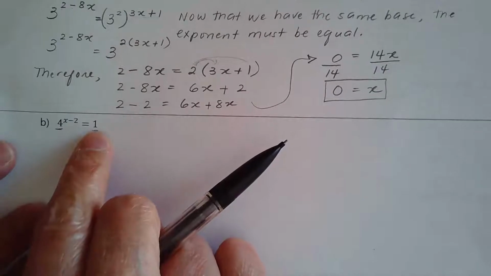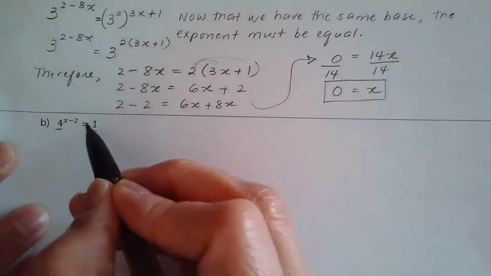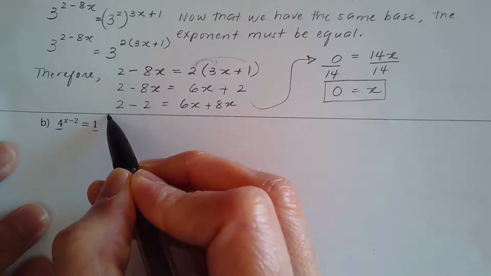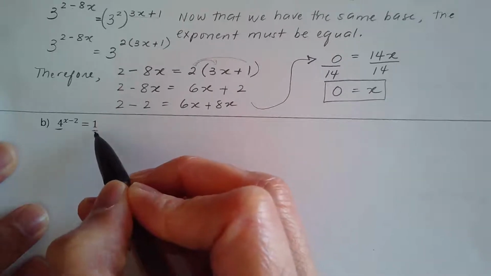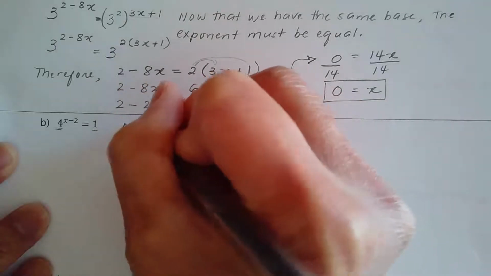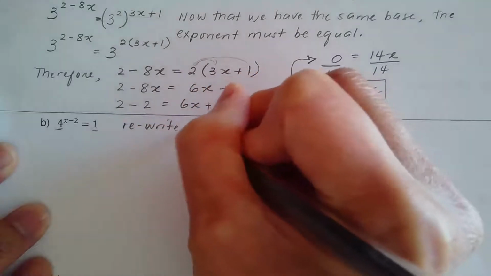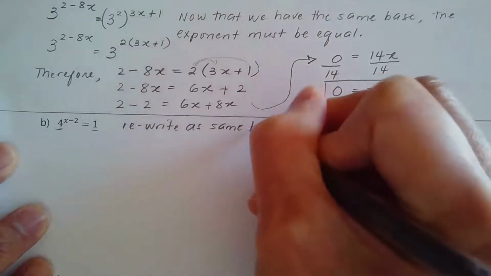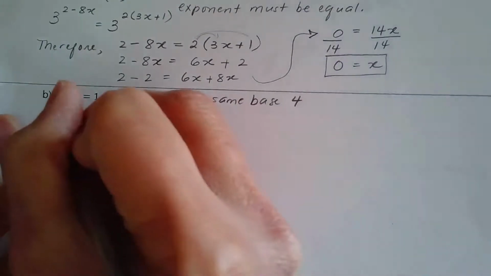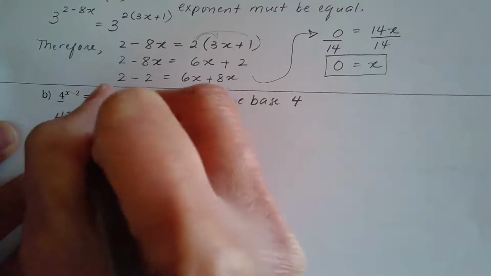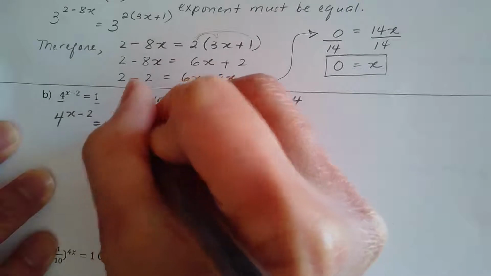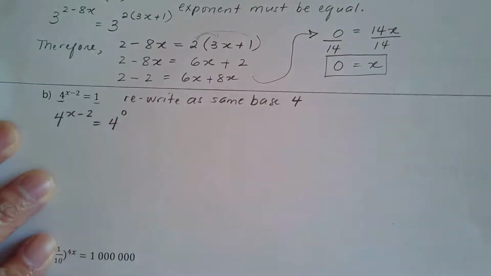Now, we know that 4 to the exponent 0 will give us 1. So any base raised to the power of 0 will give us 1. So we can rewrite with the same base 4. Okay, so we can go 4 to the exponent x minus 2, and then 1 can be written as 4 to the 0, because 4 to the 0 is 1.